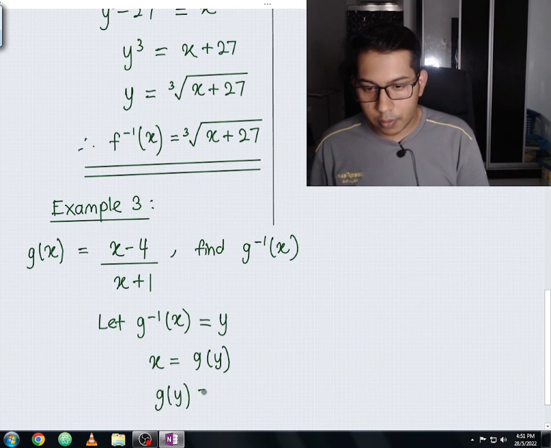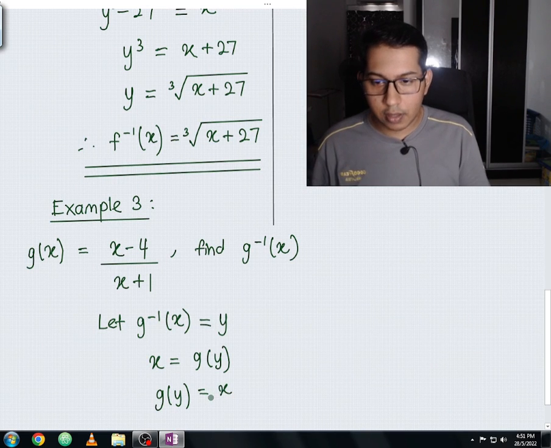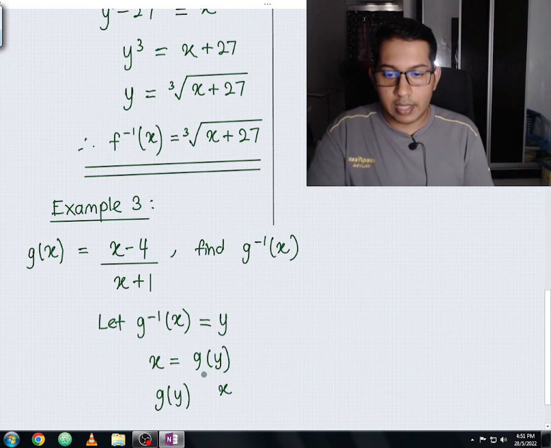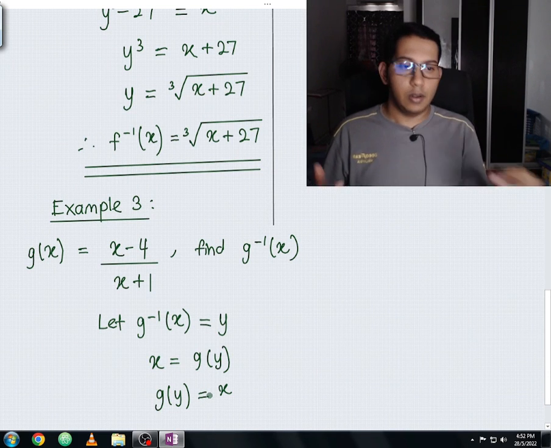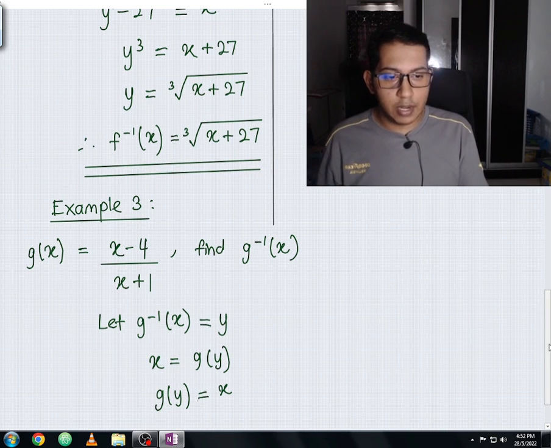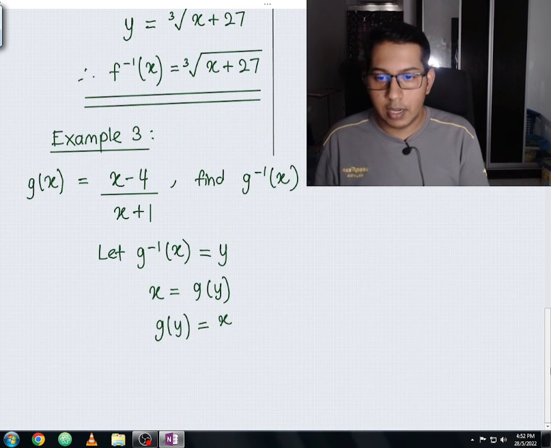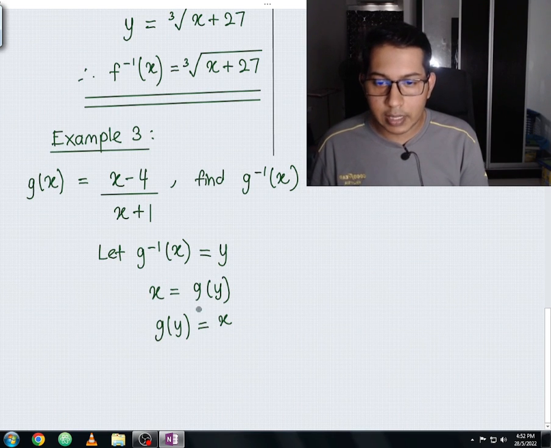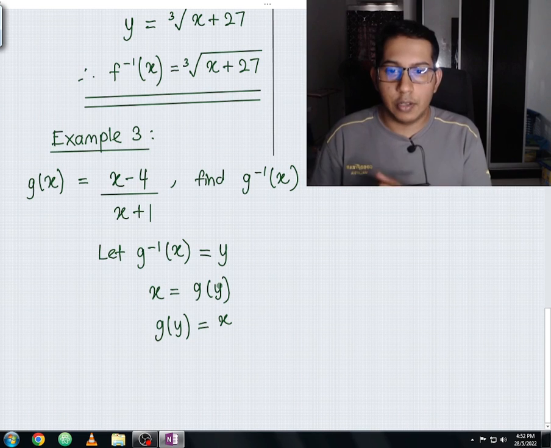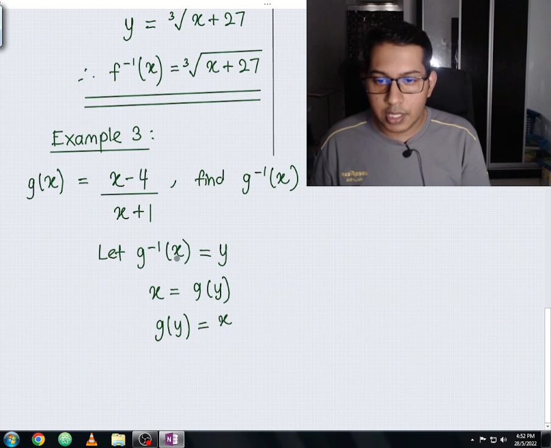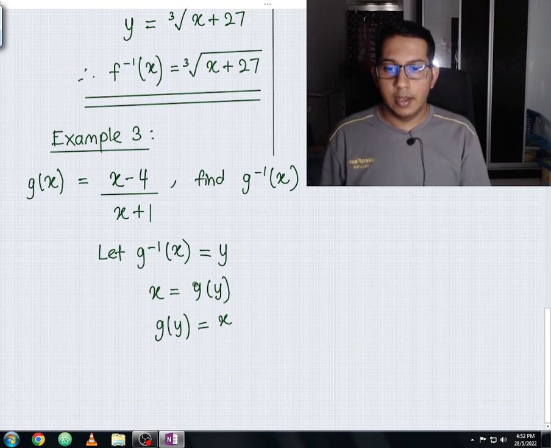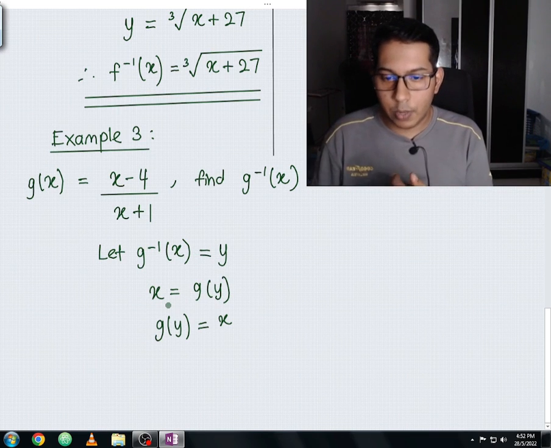equals x. Actually, guys, I just wanted to tell you this extra step is for your learning purpose. Once you're already good enough and you already know how to do inverse questions, this step you can omit. You can straight away write g(y) equals x. I'm writing this extra working for your understanding, so you should know how I get from g inverse of x equals y to x equals g(y). I hope you understand the working until now.